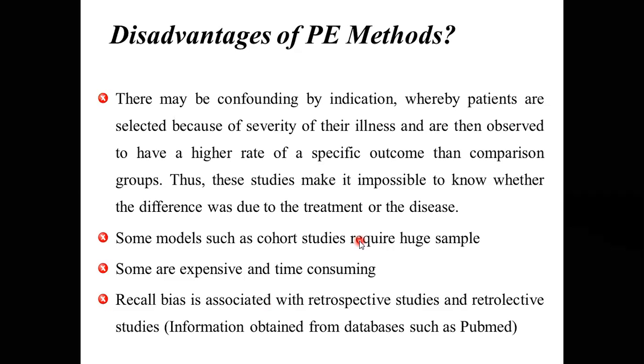Retrospective studies means, you know, the information taken from a database such as PubMed. Some people do a retrospective study by taking information already available from PubMed as a published report. So all the information is not available, or the information which is available is totally variable actually. So what happens is that there may be a recall bias, right?